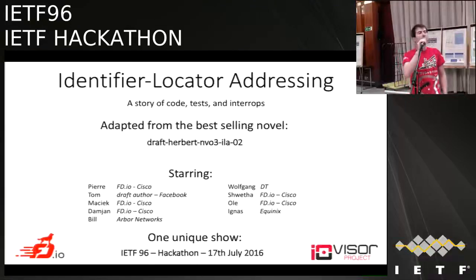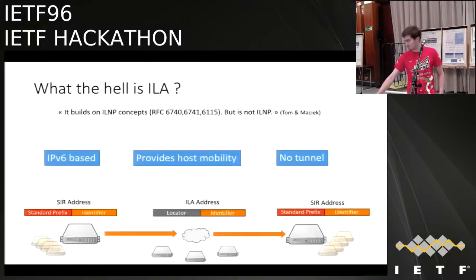Okay, so this is the ILA group, which stands for Identifier Locator Addressing. This is a story of code, implementation, test, and interoperability. So this is a team of fantastic people that worked with us. Half of them for FDIO, the group, and half of them other people joining us this time.